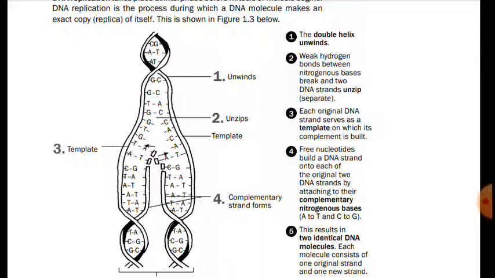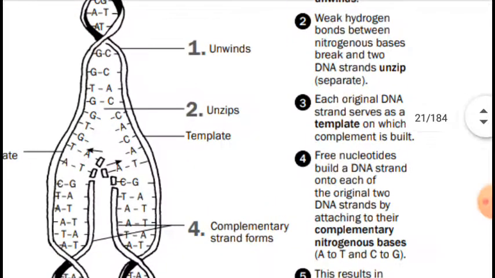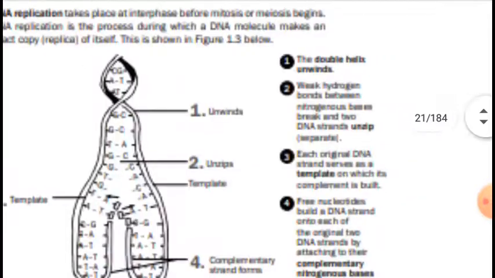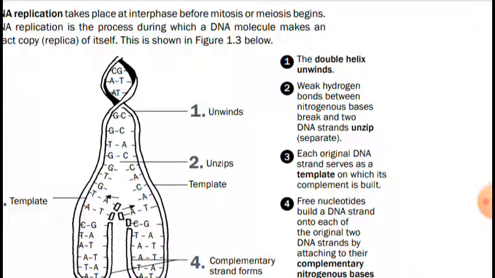Replicates. It makes an exact copy of itself. That's how I should put it. Here it starts where the DNA double strand structure unwinds. As you can see in part 1, it has changed from how it was before. It unwinds, and the weak hydrogen bonds break.